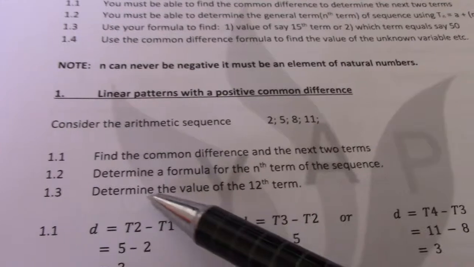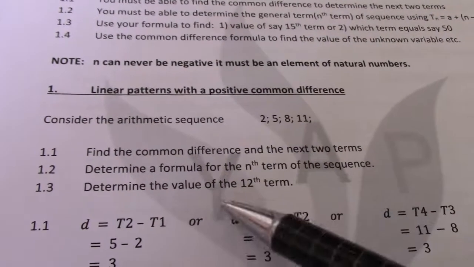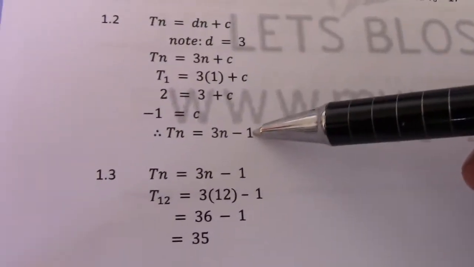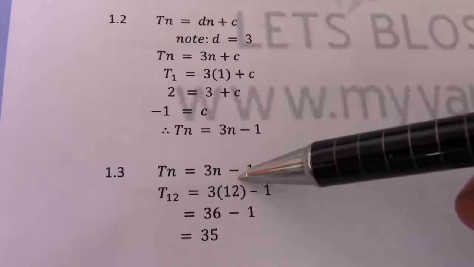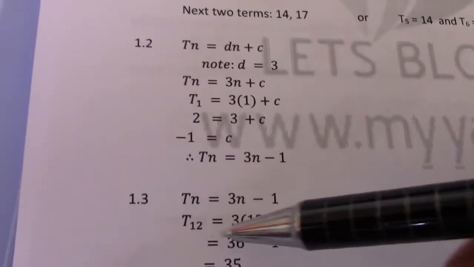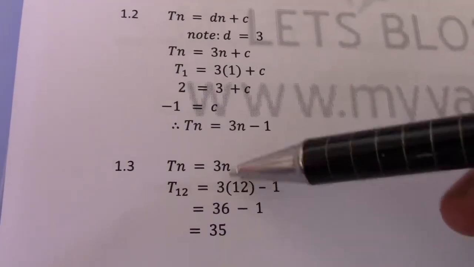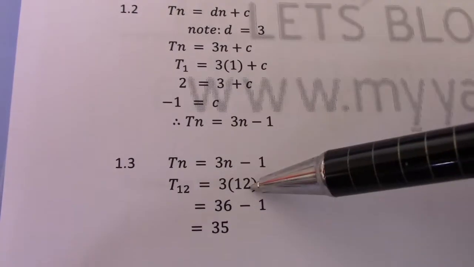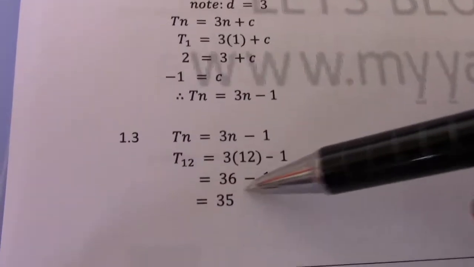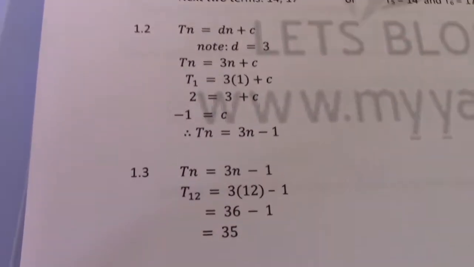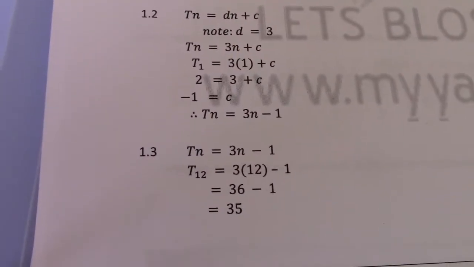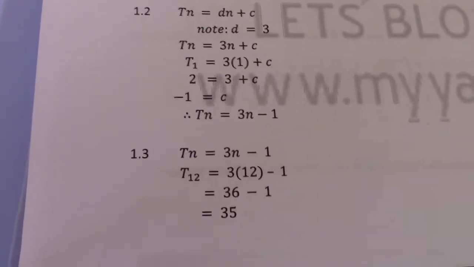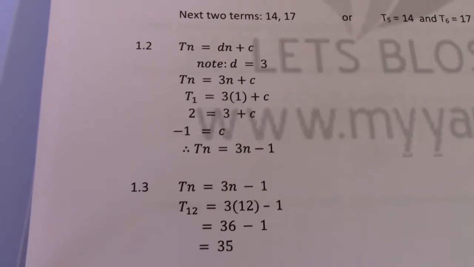1.3, so 1.2 was to determine a formula, and 1.3 is to determine the value of the 12th term. So that is what we always ask after you've found your formula. Tn equals 3n minus 1. Therefore term 12 equals 3 times n, where n now is 12. 3 times 12 minus 1, 36 minus 1 gives me 35. So there's my term 12. So these are linear patterns with a positive common difference.